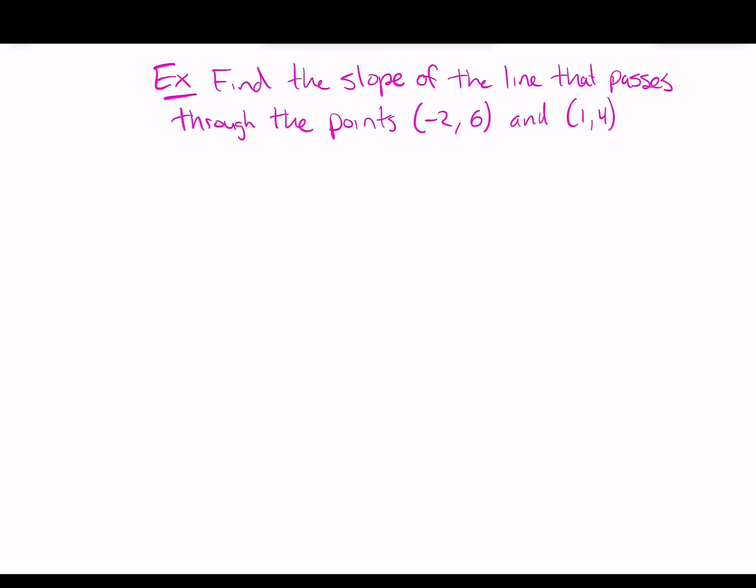Let's find the slope of the line that passes through the points negative 2, 6, and 1, 4. Now, our slope formula is m equals y2 minus y1 all over x2 minus x1. Now, it does not matter which order we choose our points. Either one can be x2, y2, or x1, y1. In this case, I'm going to choose the first point as x2, y2, and say 6 minus 4, our y values, over negative 2 minus 1.